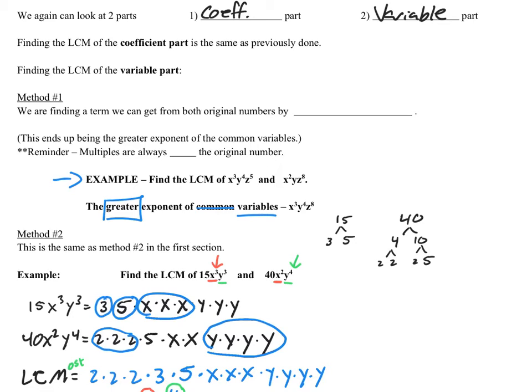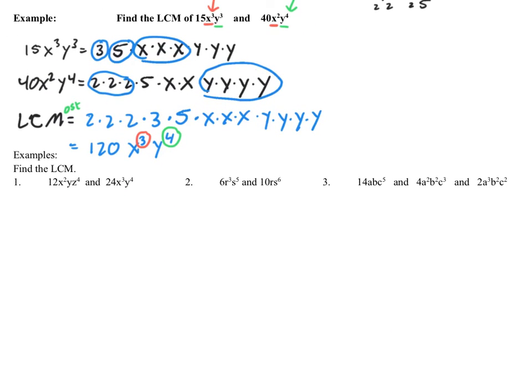So if we're looking at x's, x to the 3rd or x squared, we picked an x to the 3rd. Y's, y to the 4th or y to the 1st, we picked a y to the 4th. Z's, z to the 5th, z to the 8th, we picked a z to the 8th to then come to our least common multiple. So let's do just a few more examples and take a look at this in practice.